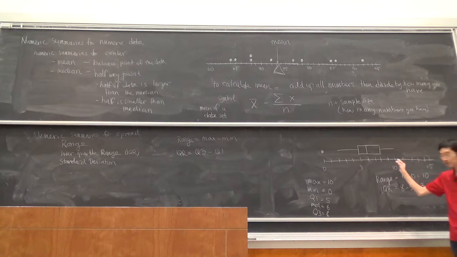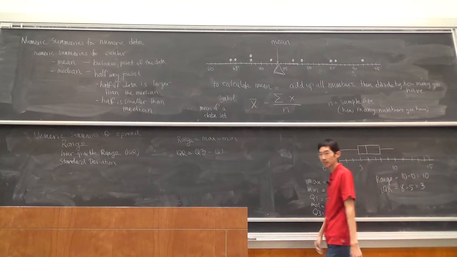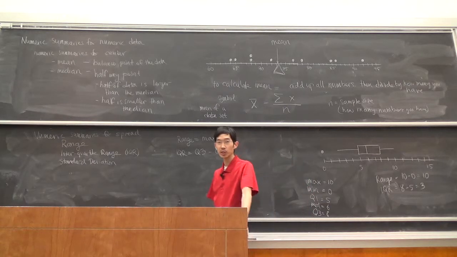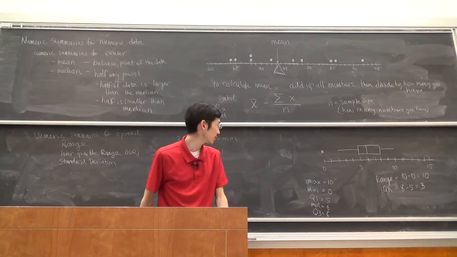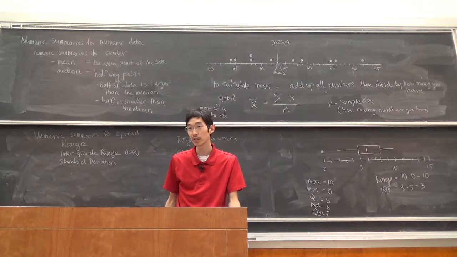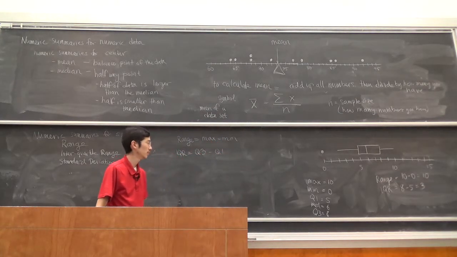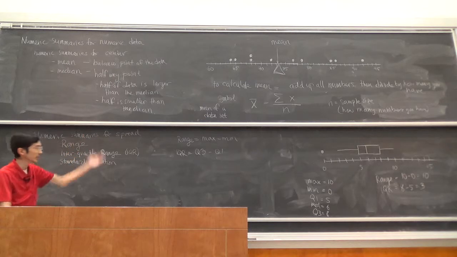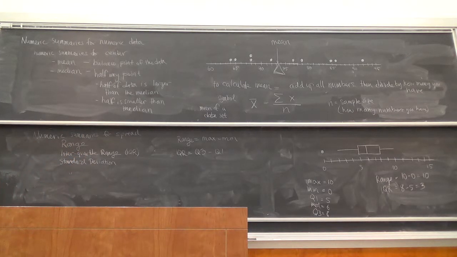So from a box plot, you should be able to identify the min, the max, median, Q1 and Q3. And once you have those numbers, you should be able to find the range and IQR without any issue. What do these things mean? It's nice. We have these things called range. We have the IQR.